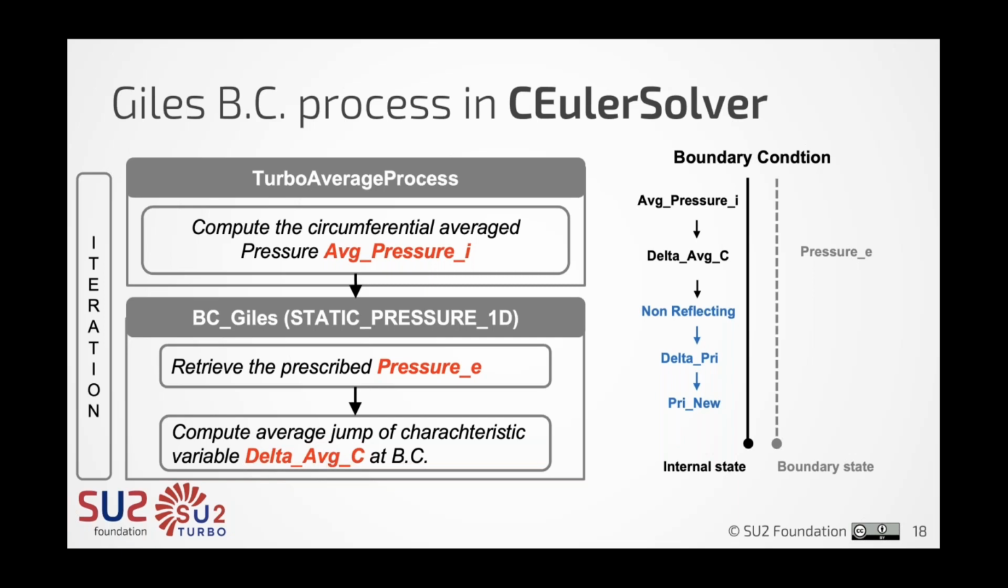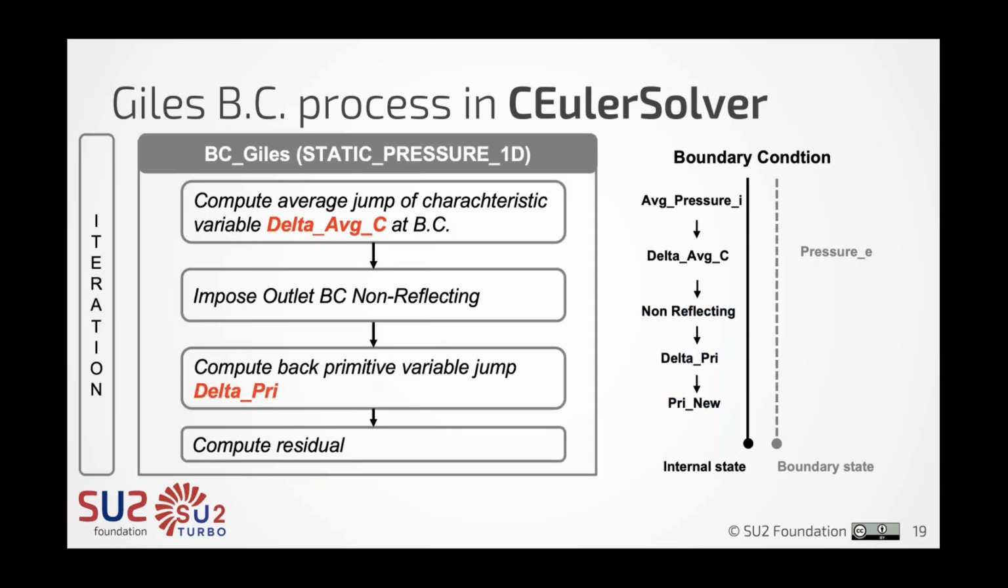And this is the order that we do it in. So average pressure, and then calculate the required C, and then it goes on to do our non-reflecting stuff that is already implemented that we don't really care about for this. We don't need to modify any of that. And just for the sake of completion, this is what it does. We compute the average pressure, impose the non-reflective condition, and then compute our primitive variable, and then go on to compute the residual.